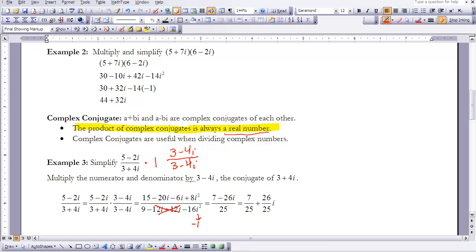But they have been talking about things in a plus bi form, so we want to move this into a plus bi form. So that'd be 7 over 25 minus 26 over 25i. So now we have our simplified form of 5 minus 2i over 3 plus 4i, and our answer is now in a plus bi form.